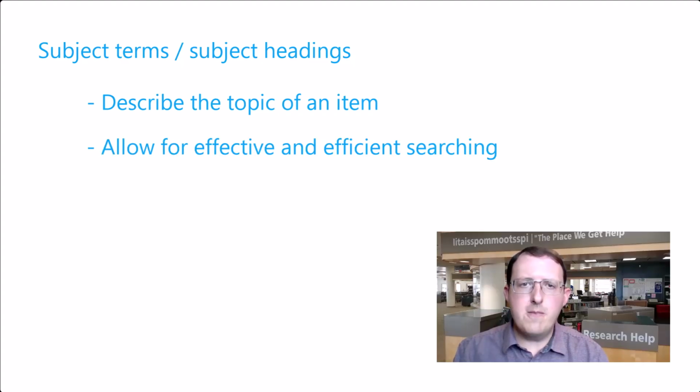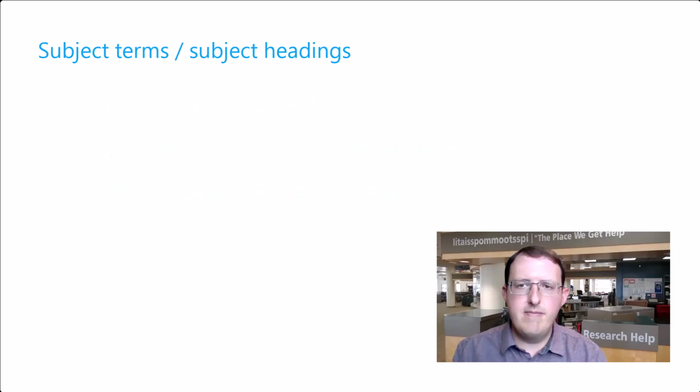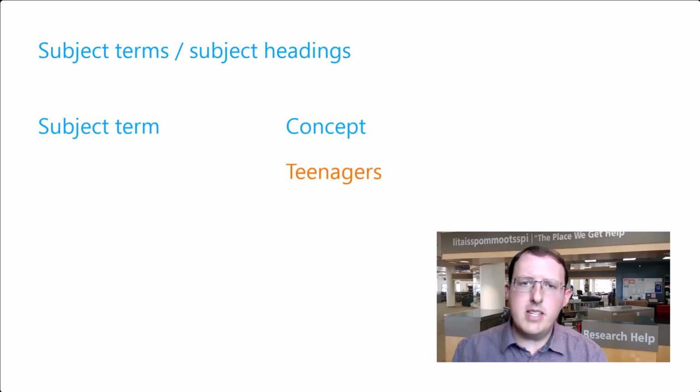Recognizing that searchers need effective and efficient ways of finding sources on defined topics, people have developed what are called controlled vocabularies, which are long lists of subject terms. Each subject term corresponds to a concept, and each concept should have no more than one subject term. Using our earlier example, the concept teenagers should have a single subject term in a given database. Let's say that in the database we're using, the subject term is adolescence.